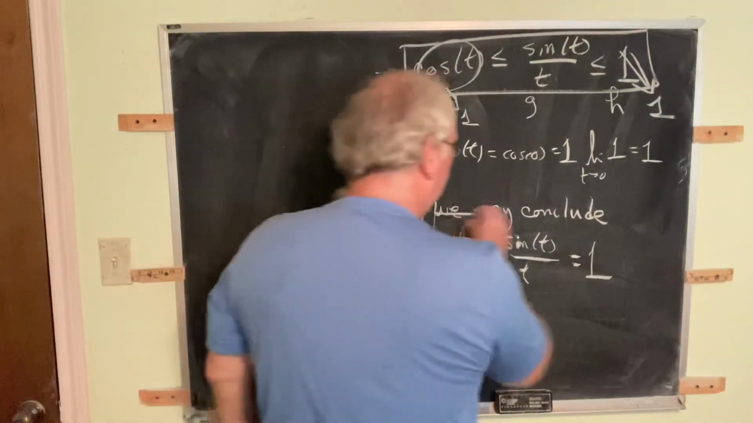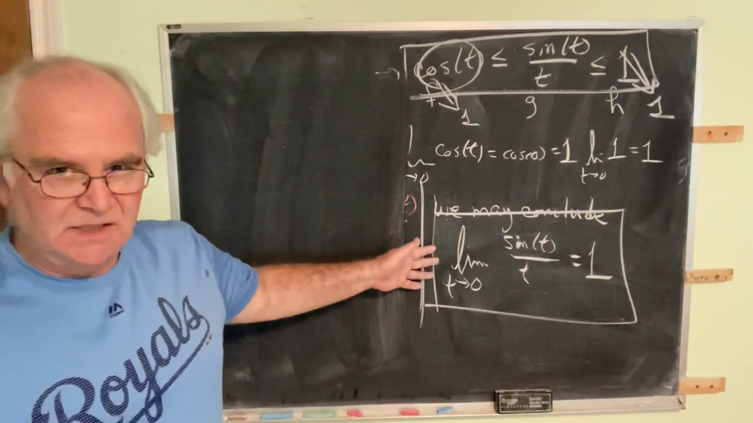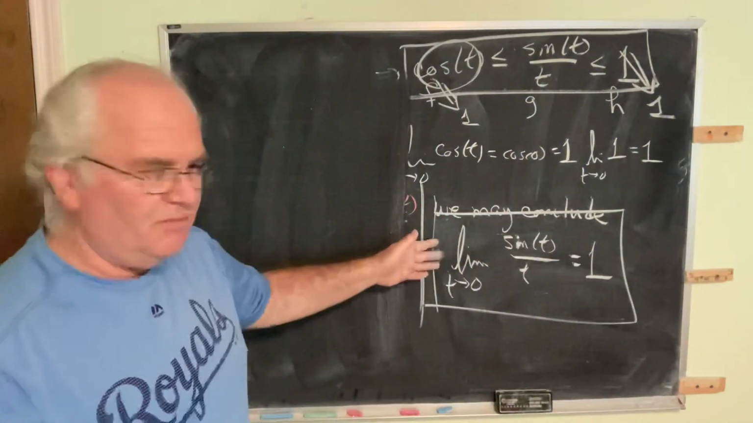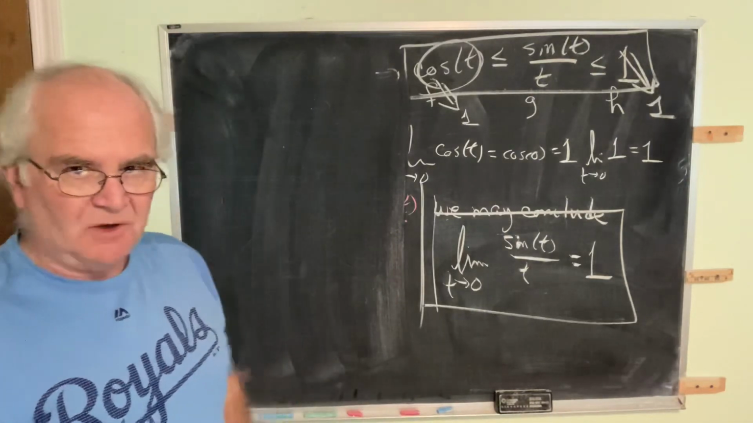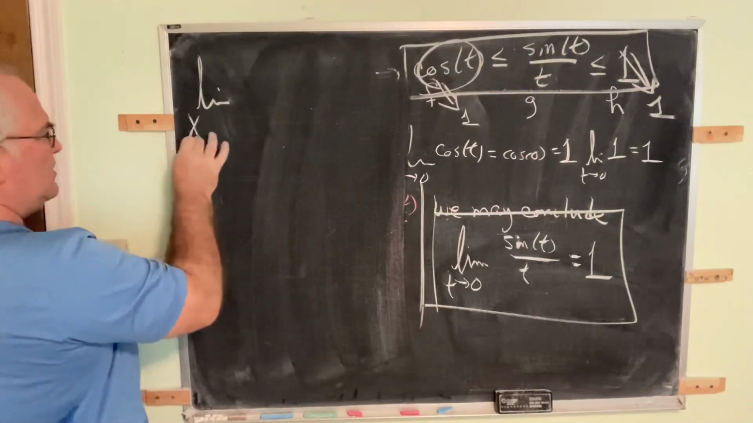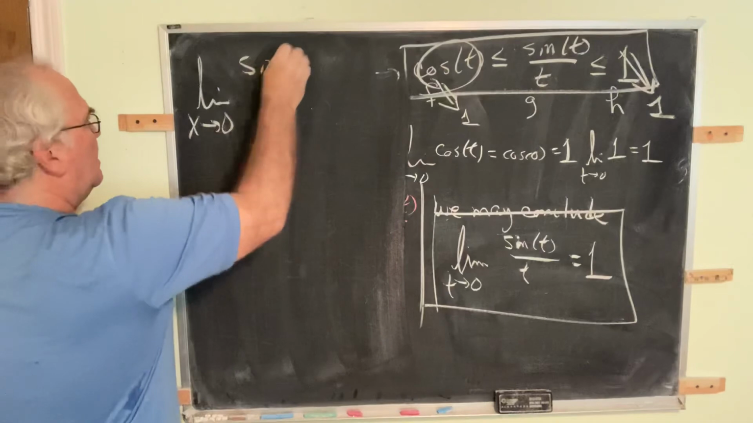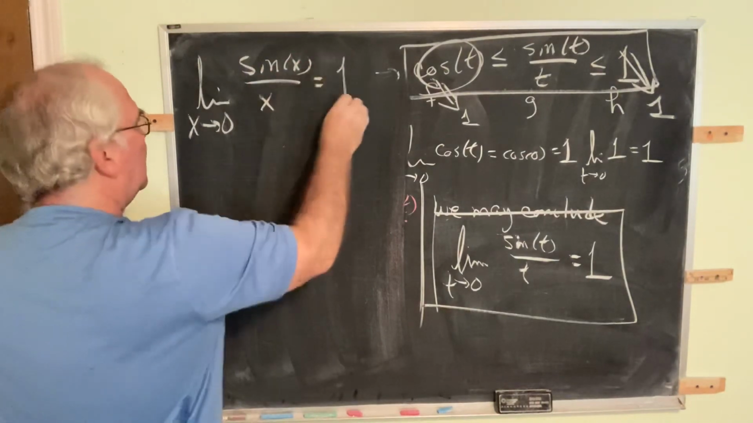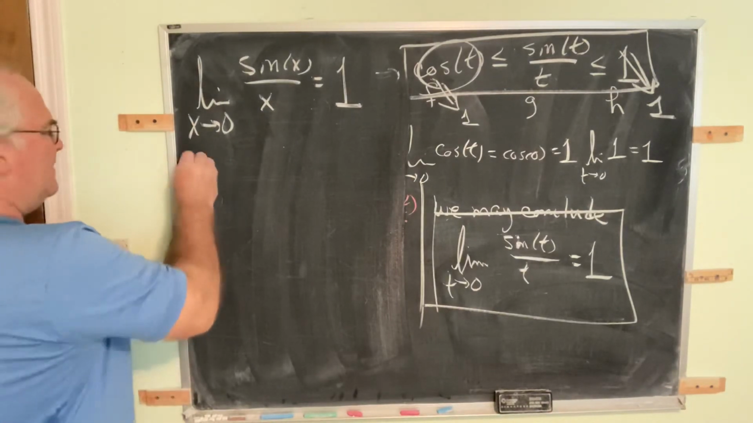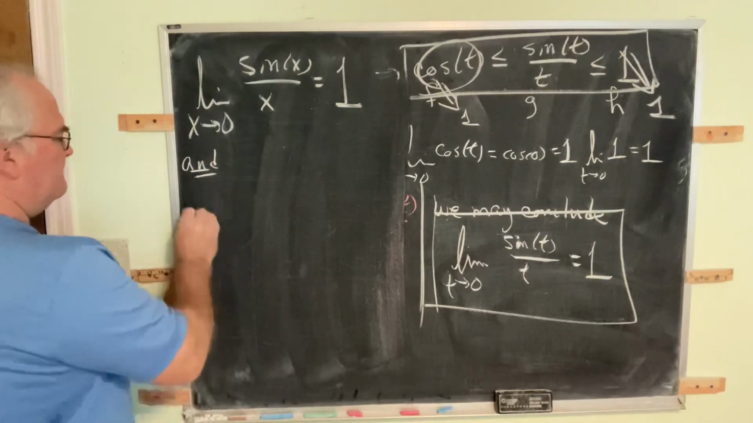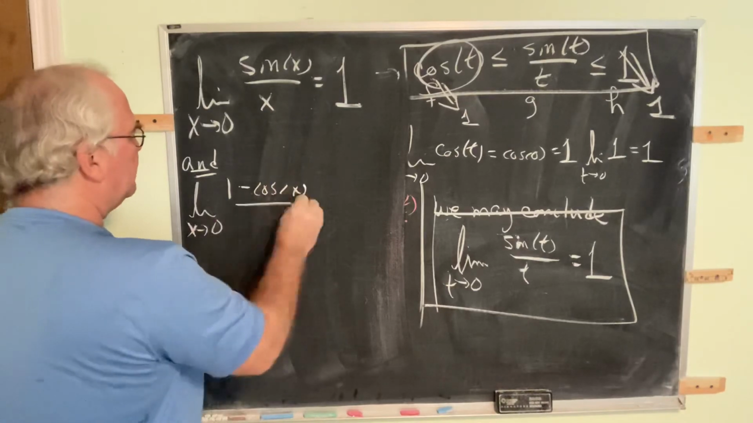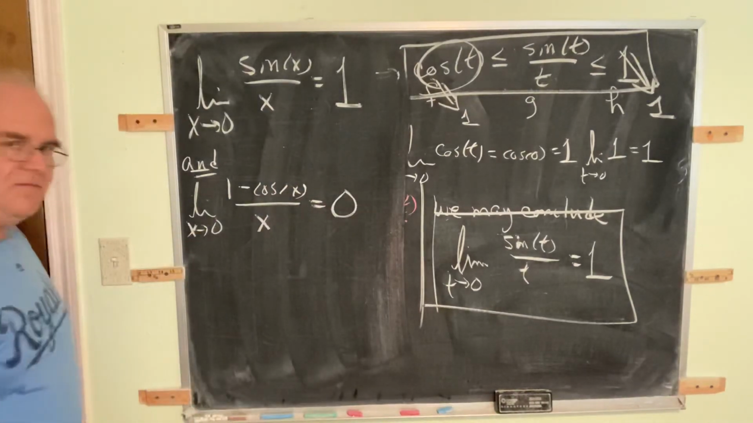What you need to be able to do is assume this now as an established fact. You may now use this to find other things. This is going to be a key element when we get into the next chapter. For now, what we have established is this. We have established the limit is, I'm going to go back to the original variable now. Limit as x goes to 0 of sine of x over x is equal to 1. And there's another one similar. The limit as x goes to 0 of 1 minus cosine of x over x is equal to 0.